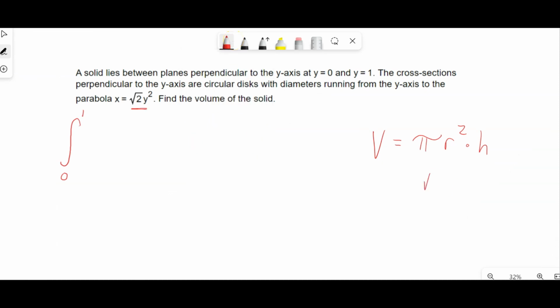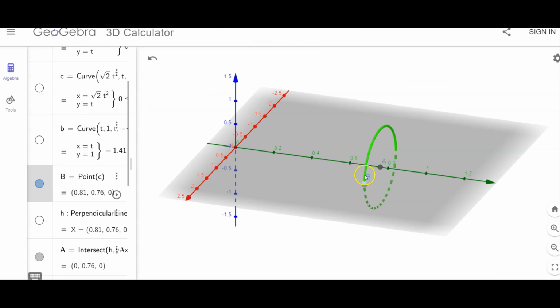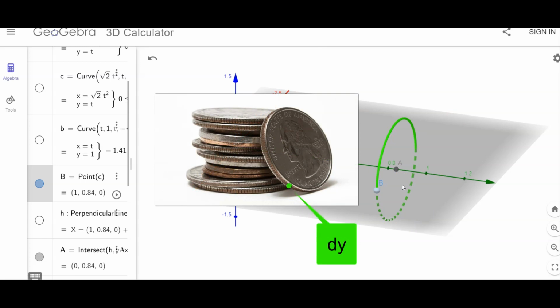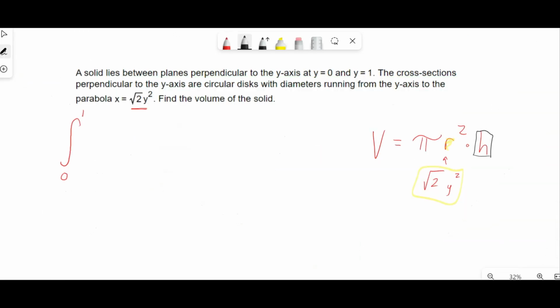That is going to replace the r, and then the h is the differential. It's a tiny little change. In this visual, it's the width of that little green circle. As I move left or right, this circle changes height. So it's the width of this disc, if you want to call it that. It's like the thickness of a coin, how thick it is. That's a slight little change in the y direction. So that's what I would label as dy, a slight change in the y direction.